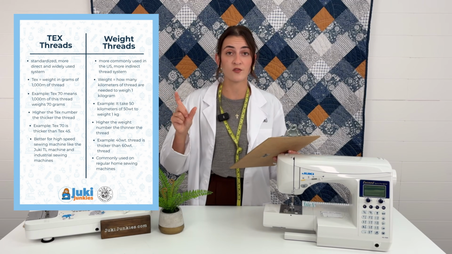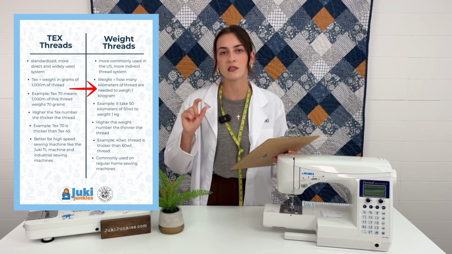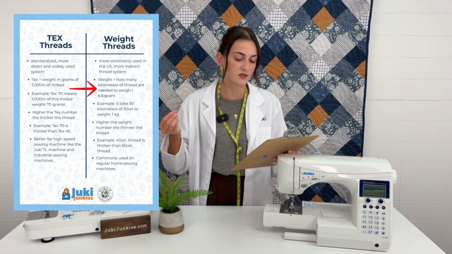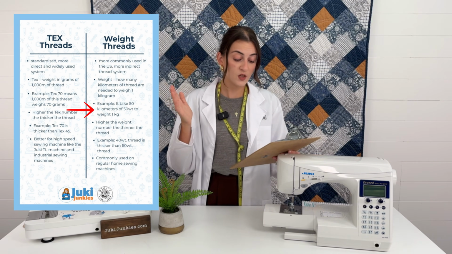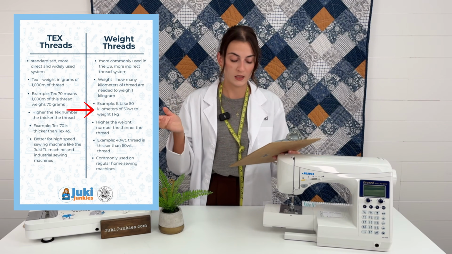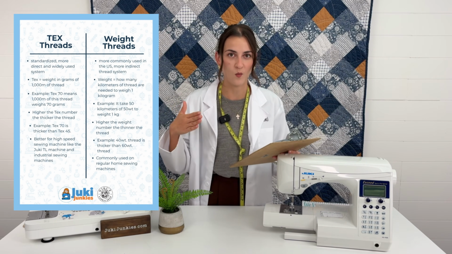So we're going to go over those conversions here in a second, but as far as weight threads goes, it's a little bit more confusing. It's a little bit more of an indirect system of measuring the thickness of the thread. So here's an example. 50 weight takes 50 kilometers to weigh 1 kilogram. So another example, 60 weight takes 60 kilometers to weigh 1 kilogram.